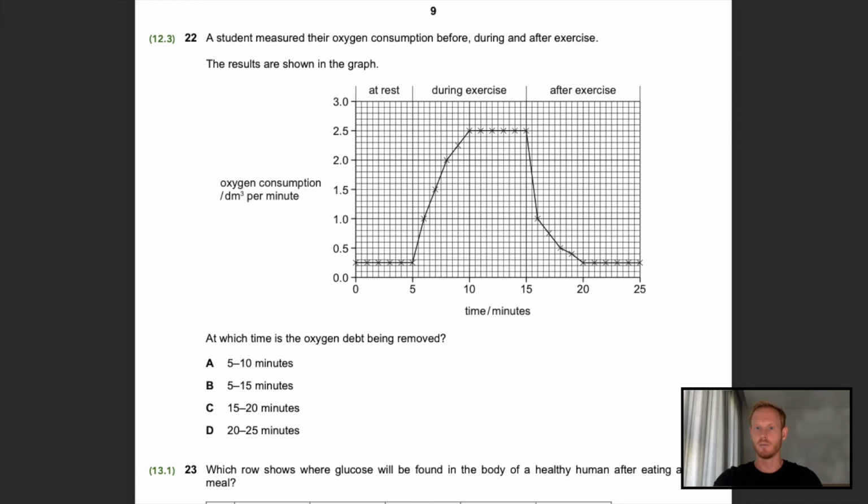Number 22. A student measured their oxygen consumption before, during, and after exercise, and the results are shown in the graph. At which time is oxygen debt being removed? So oxygen debt is caused by a build-up of lactic acid during vigorous exercise and is removed after exercise as the lactic acid is broken down by aerobic respiration in the liver. So the removal of oxygen debt begins immediately after exercise at 15 minutes and continues until oxygen consumption has returned to baseline at 20 minutes. So the correct answer is C.